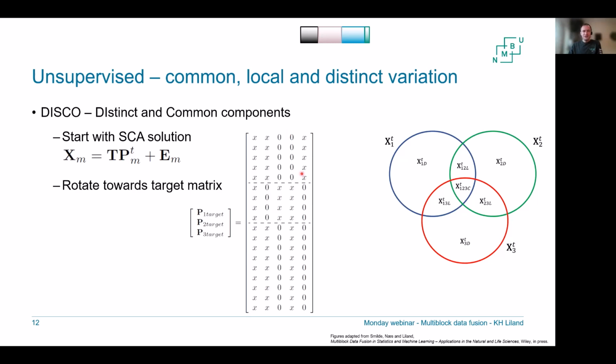And this rotation is not an exact thing. We are just rotating towards it. And we have to set up this matrix either completely manually based on our domain knowledge, or we just have to try a lot of different versions of this and rotate towards it and look which gives us the best fit in this target matrices. And the result is that we get now components that have these different properties. We are trying to catch the distinct information, the local information, and also the common information here among the blocks.